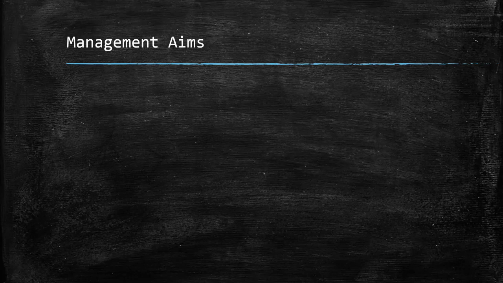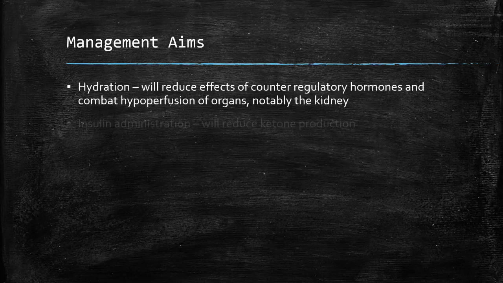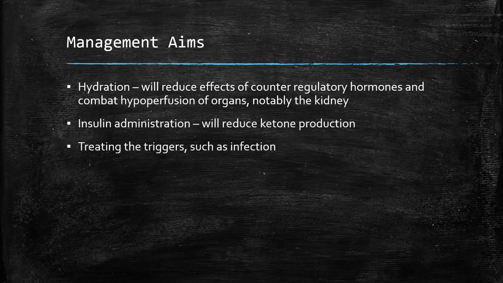So, grossly speaking, I've included general management aims, not specific management, because these are quite complicated and they are often shown in the guidelines. But just for a general idea, there are 3 targets. So you want to hydrate the patients, and this will counter the effects of those counter-regulatory hormones, and most importantly, prevent the kidney from being hypoperfused, which would block that vicious cycle that I was just talking about.